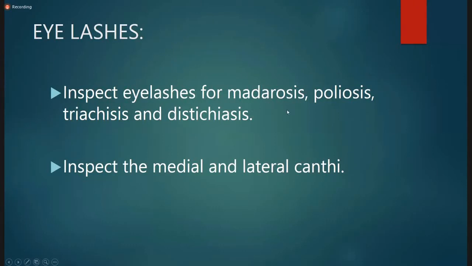This term madarosis, scanty eyebrow or scanty eyelashes. Poliosis. What is poliosis? This is whitening of the eyelashes. What is trichiasis? Normally, the upper lid lashes are turned downwards and forwards, while the inferior eyelid lashes turn outward and downward.